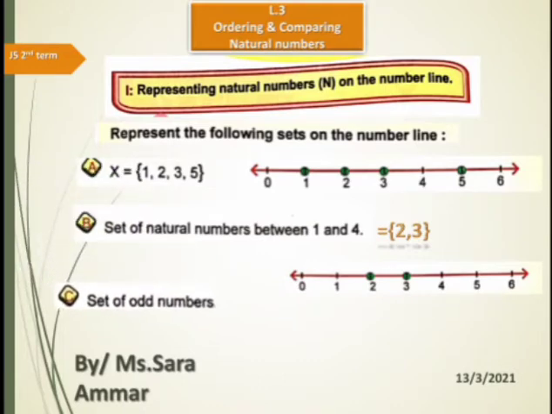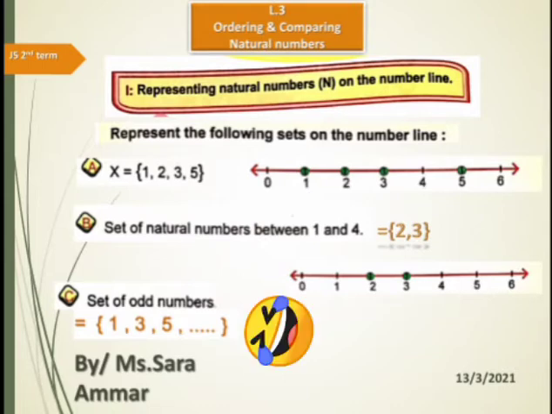And here we want to put a set of odd numbers on the number line. Now here there is a problem because the set of odd numbers is actually an infinite set. We can't know everything inside it. I have 1, 3, 5, 7, 9, 11, and all of these are infinite. We don't know what is the greatest odd number.